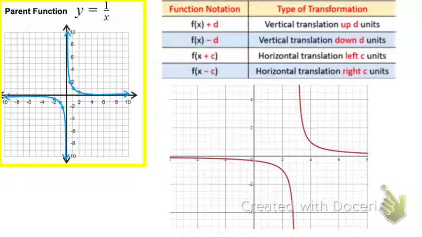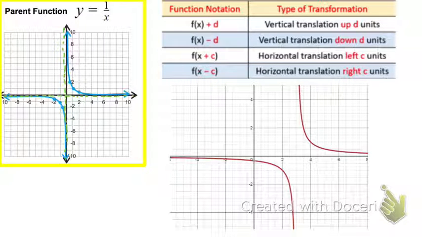Here we're going to take a look at rational functions and the graphs and the equations of those. In the top left corner, we see the parent function, which is the most basic rational function, y equals 1 over x. Notice from the graph that there are asymptotes, which are those invisible borders that the graph does not cross. So there's a horizontal asymptote at y equals 0 and a vertical asymptote here at x equals 0.